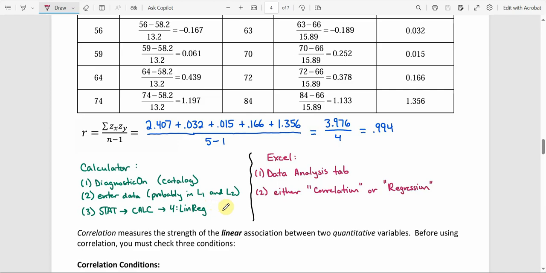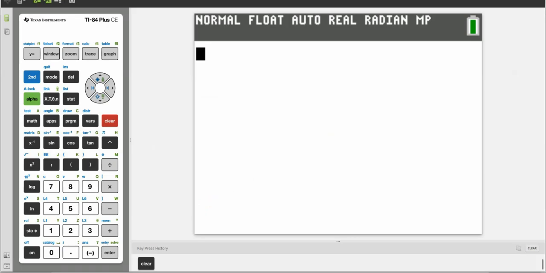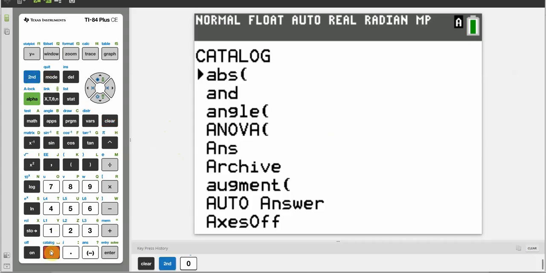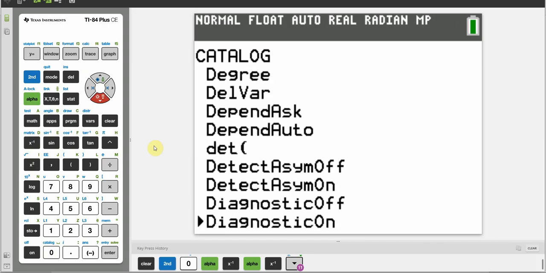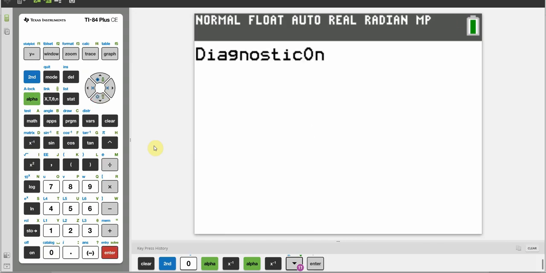So the calculator, I do have the emulator open here, and I think even with the smaller window, I can still get all this in. So let's see, here the diagnostic on thing first. So second, and then catalog, which is the secondary function of 0. And if I go down to where the D's are, and this does not want to do that, does it? There we go. And diagnostic, there we go, diagnostic on. So that's taken care of.